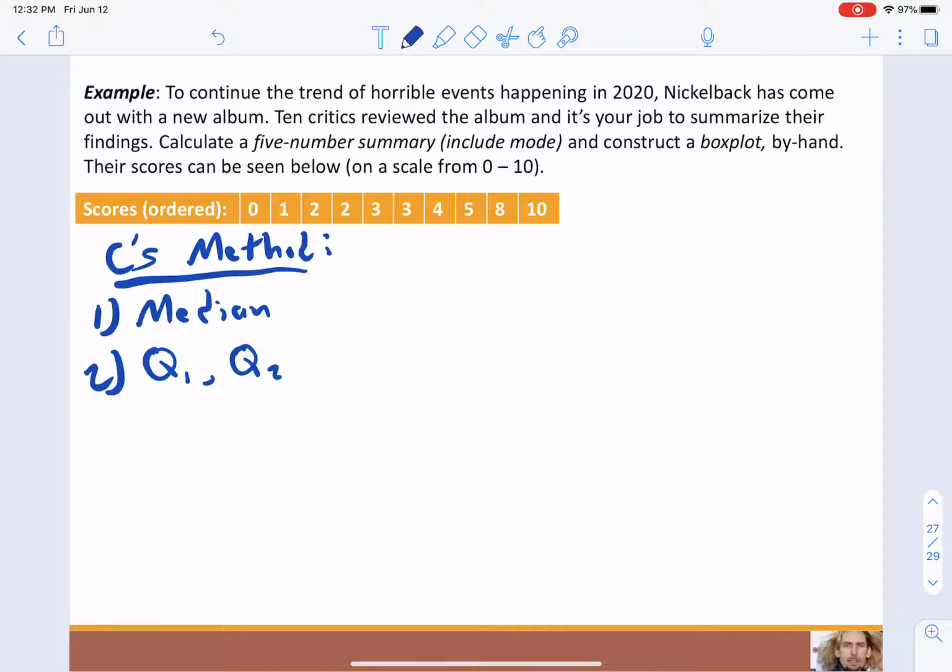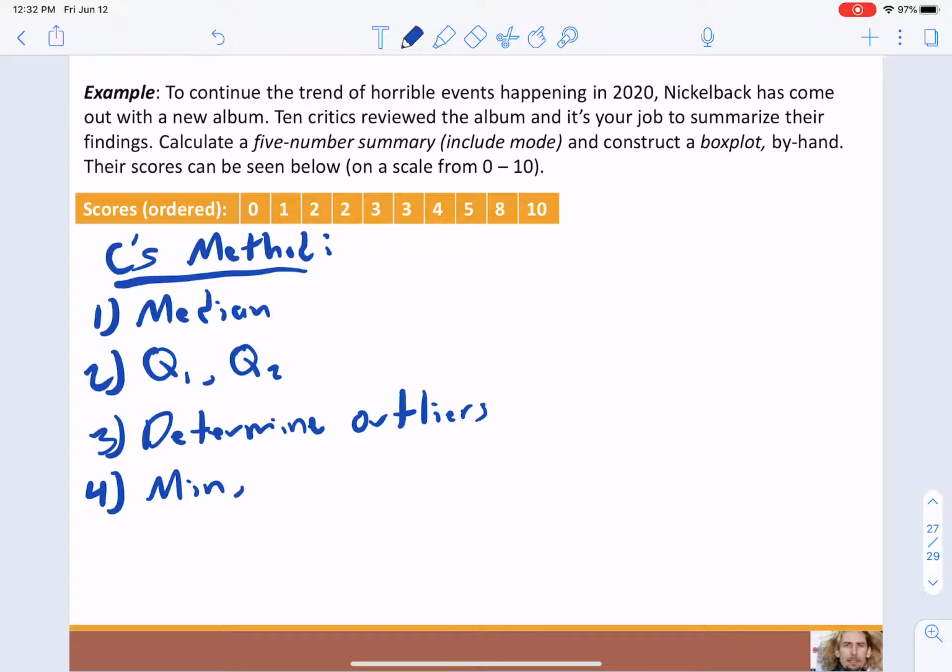And then the third step is to determine our outliers. Okay, and then the last thing to do is the min and the max, and then we'll put the true min and max in there too. Okay, and then after that we'll draw the box plot.